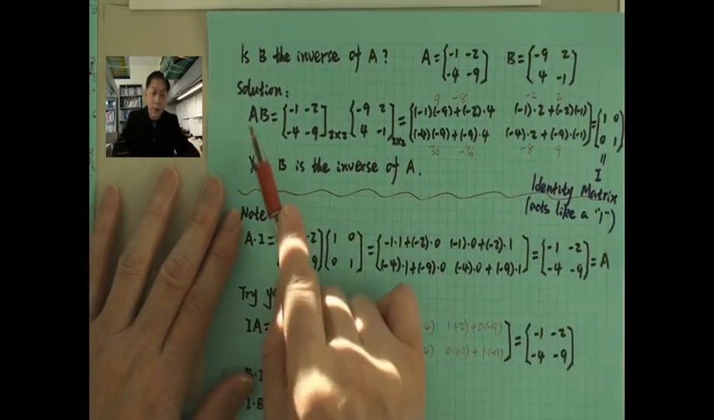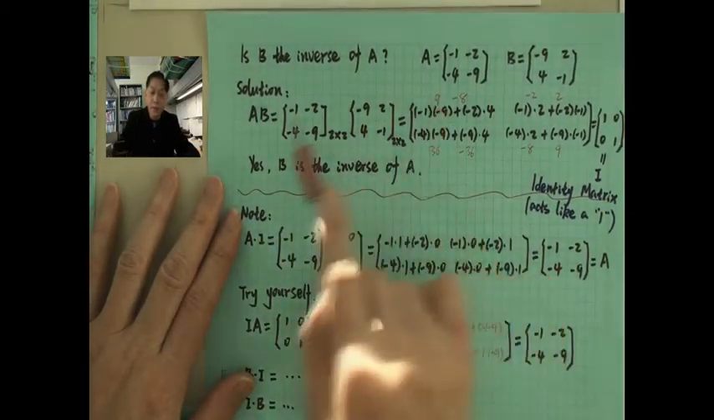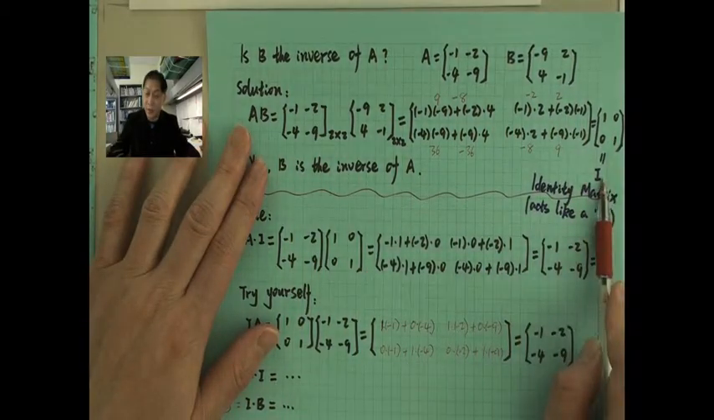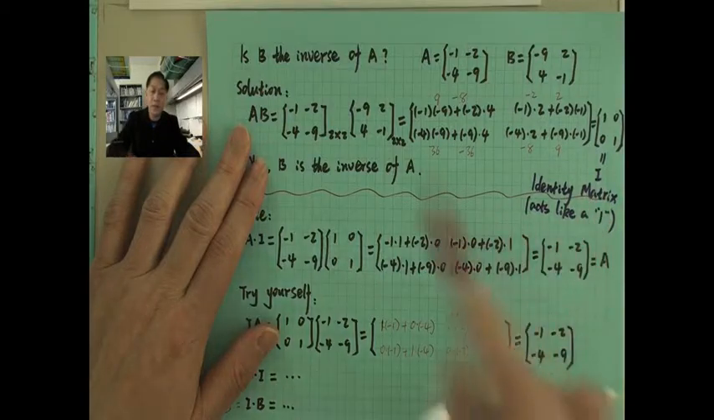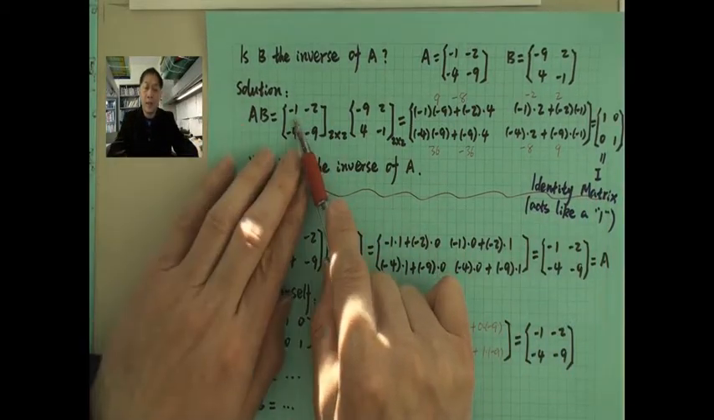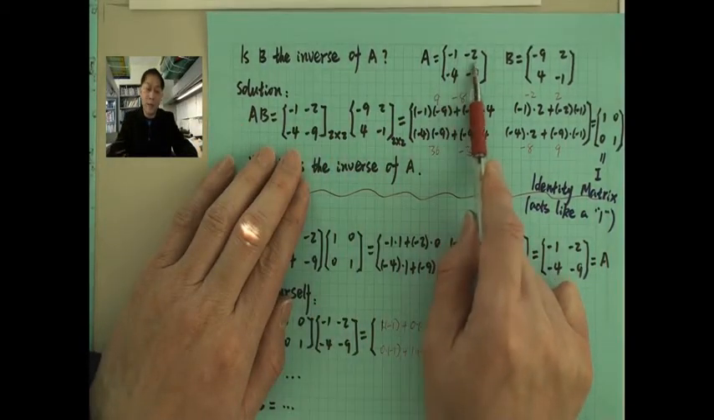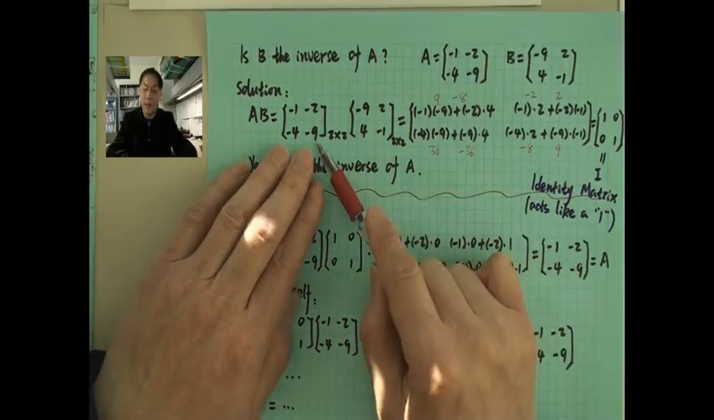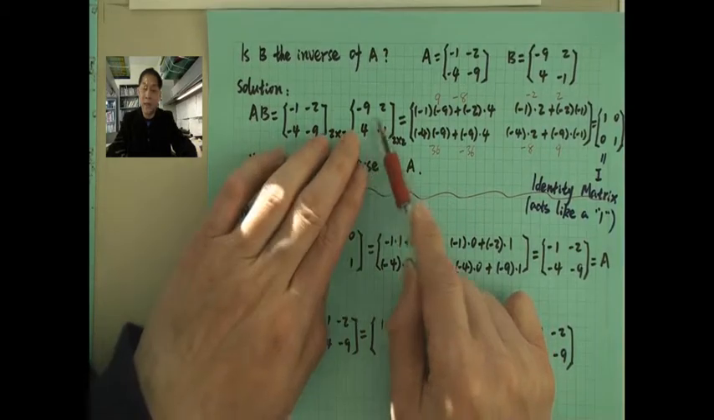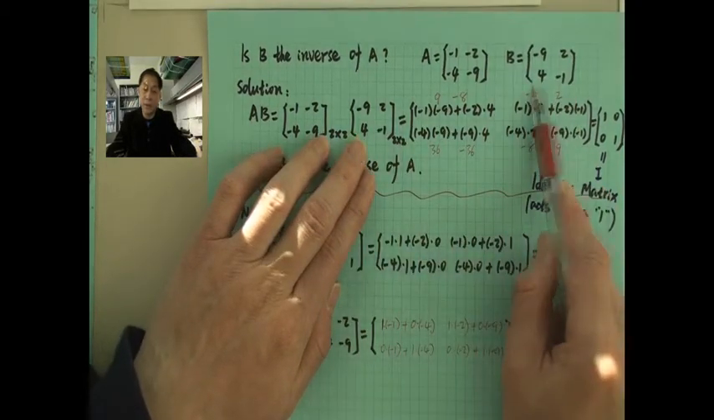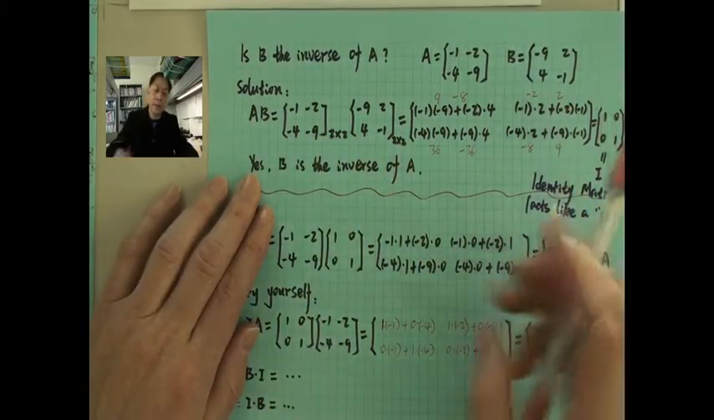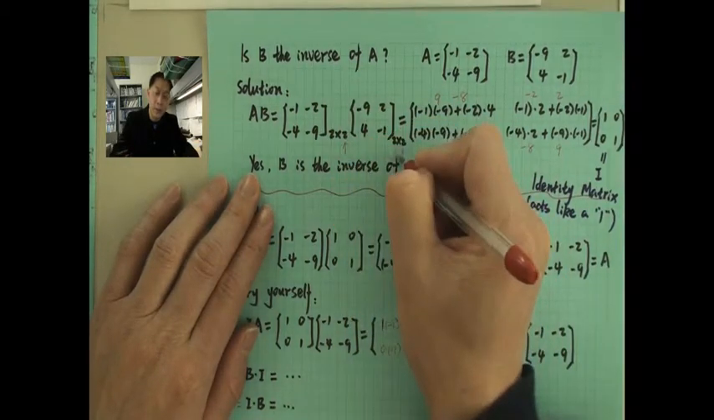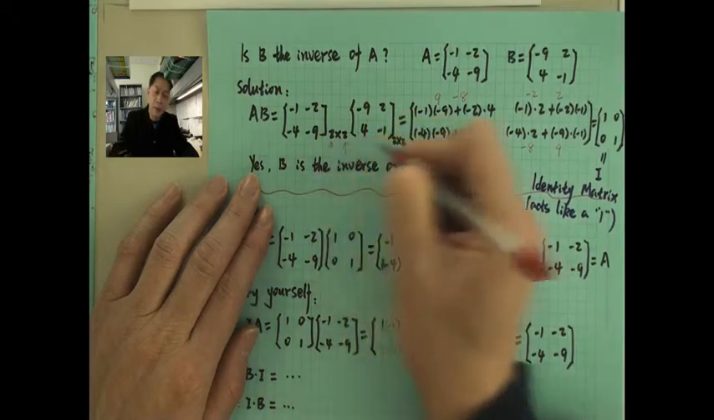Sometimes you have a matrix A times another matrix, and you end up with the identity matrix. Is this the case? Look: -1, -2, -4, -9, that's A. B is right here: -9, 2, 4, -1. Again, you have 2 by 2 times 2 by 2, so you end up with 2 by 2.